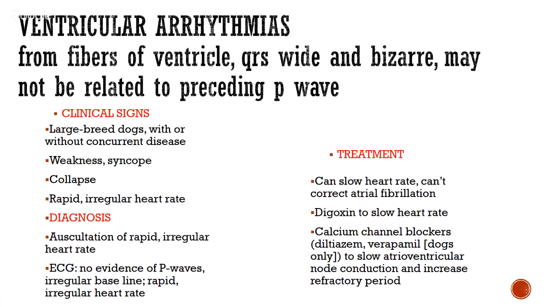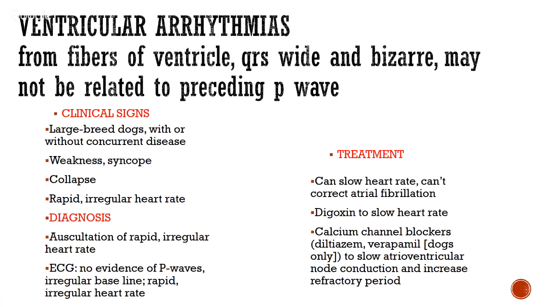The treatment, we need to slow the heart rate. We can't correct atrial fibrillation. Digoxin is our drug to slow the heart rate, but we have to be real careful we don't stop the heart. On the other hand, we can use calcium channel blockers in dogs like diltiazem or verapamil, which will slow atrioventricular node conduction and increase the refractory period. So refractory period is related to the period in which the heart muscle can no longer contract.